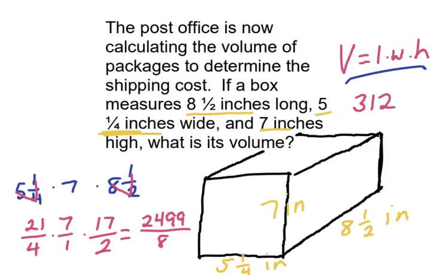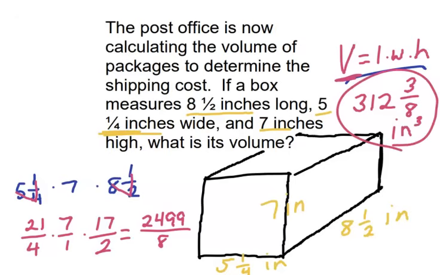312. Okay, so let's take 312 times 8, and that gives us 2,496. So what's the difference between 2,499 and 2,496? Well, that would be 3, right, out of 8. So the answer is 312 and 3/8, and it's going to be in inches. Because it's volume, it's going to be in inches cubed.